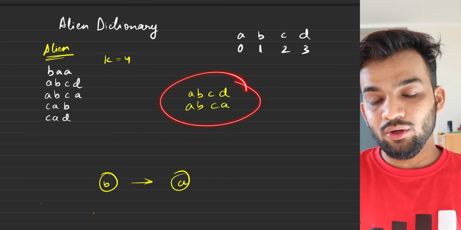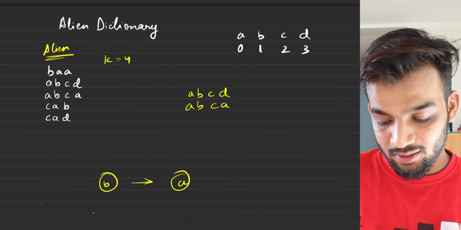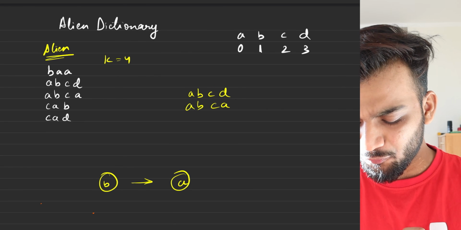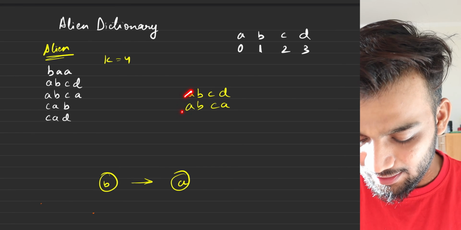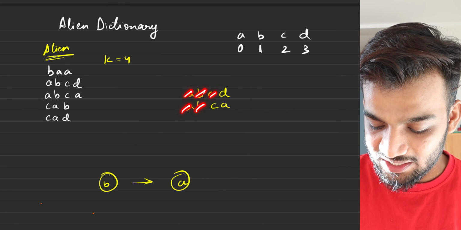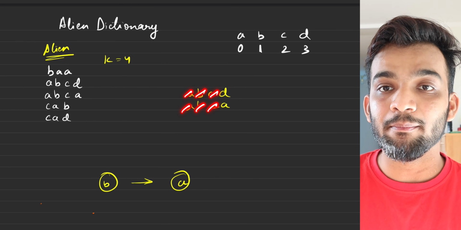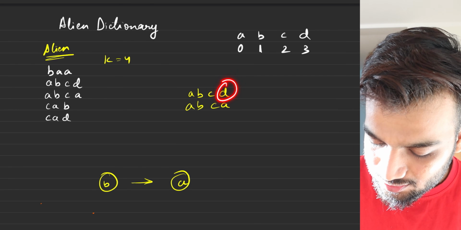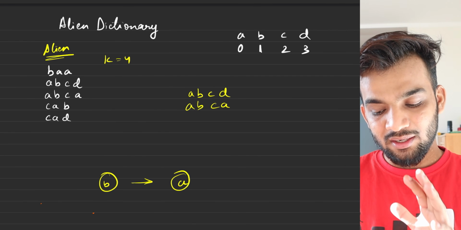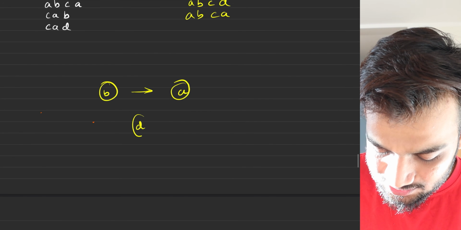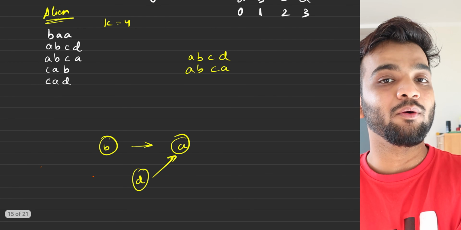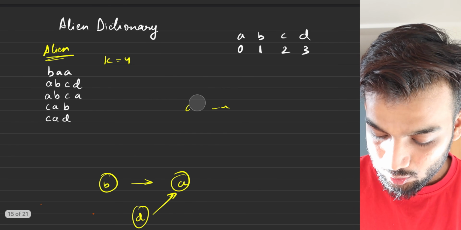Now we will try to figure out why the aliens are saying that ABCD should appear before ABCA in their dictionary. If we carefully observe, AA, BB, same, CC, so all these English alphabets are the same, but where is the difference? D tends to appear before A. So okay, fine, D tends to appear before A. So I can have an edge from D to A now. Perfect, done.